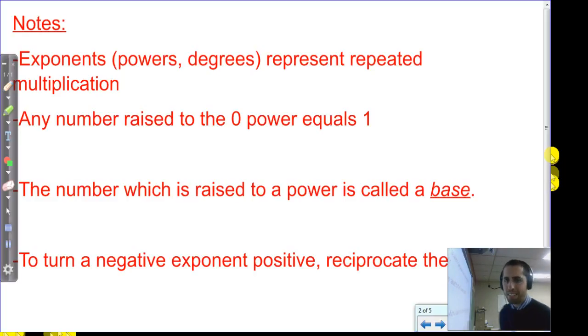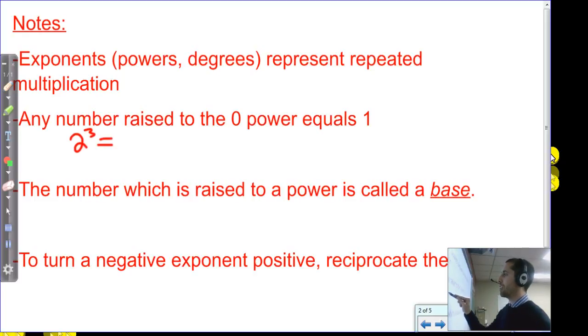Second note is any number raised to the 0 power equals 1, and that's kind of confusing a lot of the times. Why is that the case? A lot of people think, well, I know exponents mean multiplication, so if there's a 0 involved, it must equal 0. Not with the exponent of 0, though, and I'm going to try and show you why.